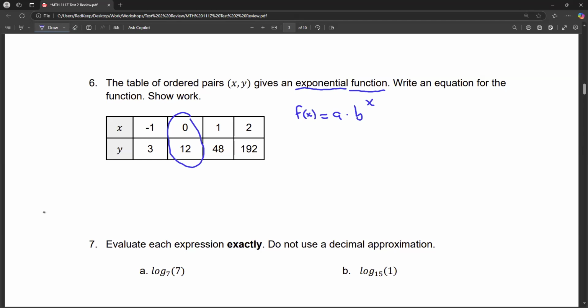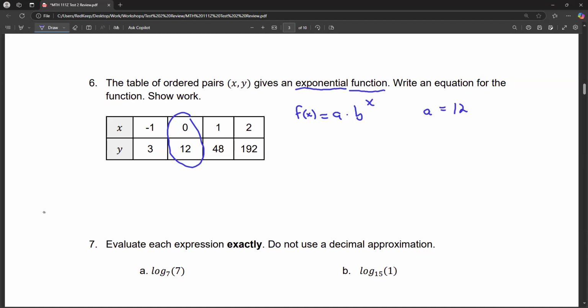Okay, so yes, as I stated, it's really helpful to have this value when x is equal to 0. We can use that to our benefit because this parent function, f of x, is equal to a times b to the x power. You might already know that the a value is the initial value. And so we could just right away say, well, a is equal to 12.